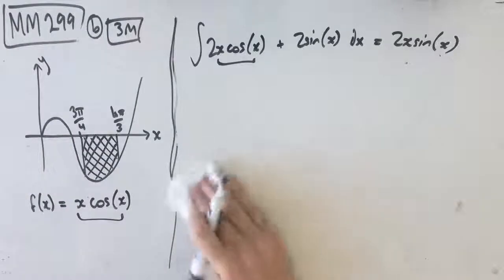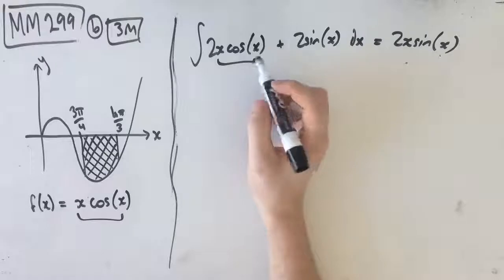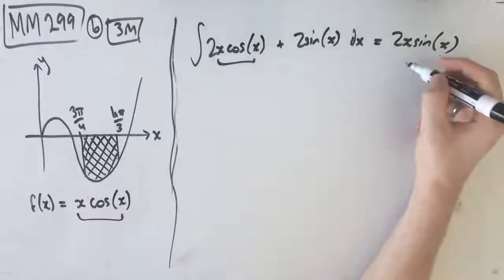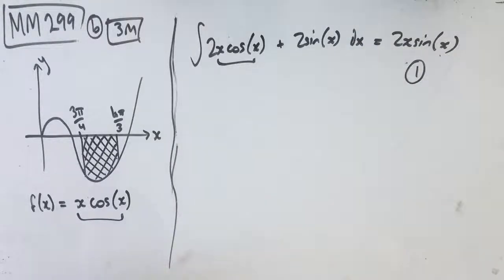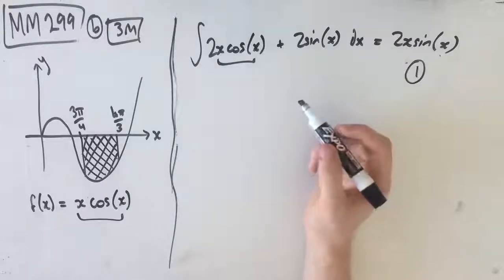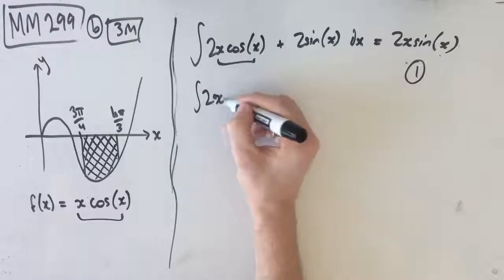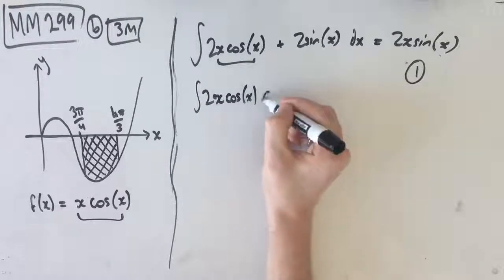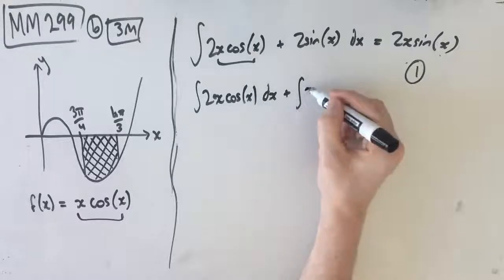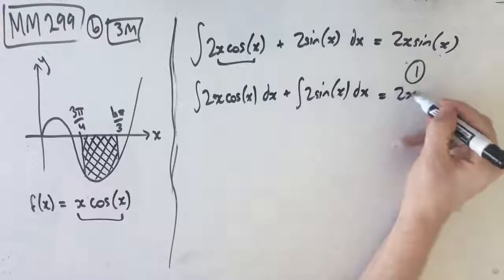So we need to find the integral of x cos x first. So from here, this is actually our first mark, straight up. Recognizing that this is the first step in the process is our first mark. So what we're going to do now is separate these two integrals. So we're going to say that the integral of 2x cos x dx plus the integral of 2 sine x dx equals 2x sine x.